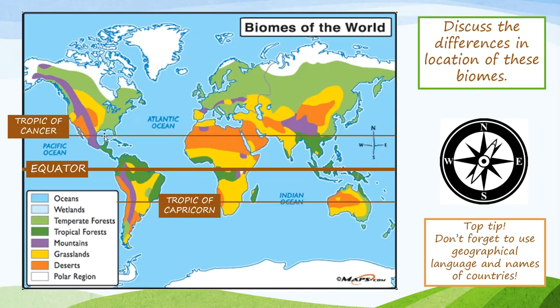So let's look at the lines of latitude, the most important ones that you need to remember. So I'm sure you all know about the equator, which is the line that runs at the zero horizontal line of latitude in the middle of the Earth. But on either side, you've got other lines of latitude. In the northern hemisphere, it's called the Tropic of Cancer, and in the southern hemisphere, it's the Tropic of Capricorn.